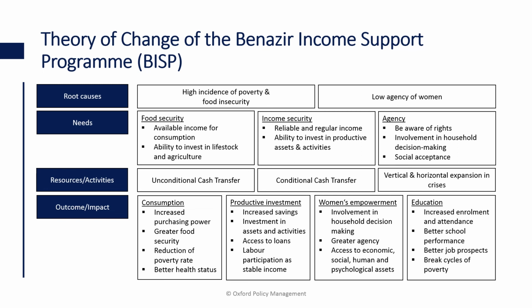Second order outcomes include behavioral changes as a direct consequence of the transfers. The BISP, for example, is expected to increase school enrollment and decrease dropout rates, as well as the uptake of health services, and lead to labor participation and a greater agency of women. This means that women are more involved in household decision making as the transfers enable them to contribute to the family income. Consequently, they have a better social standing, and better access to economic, social, human, and psychological assets.